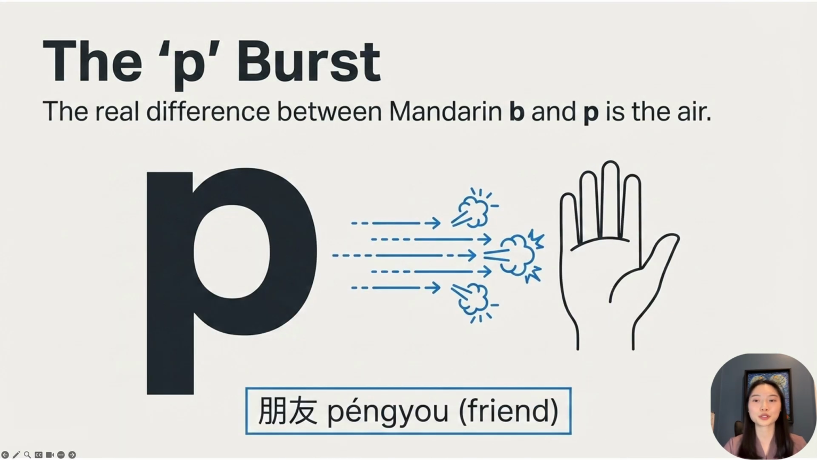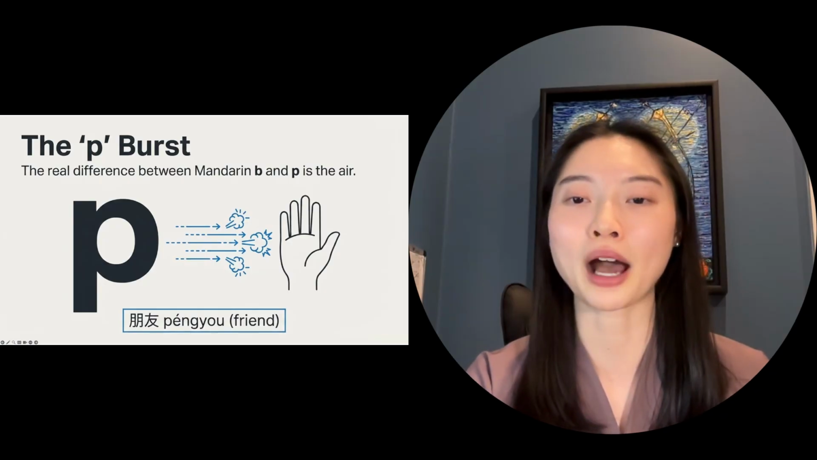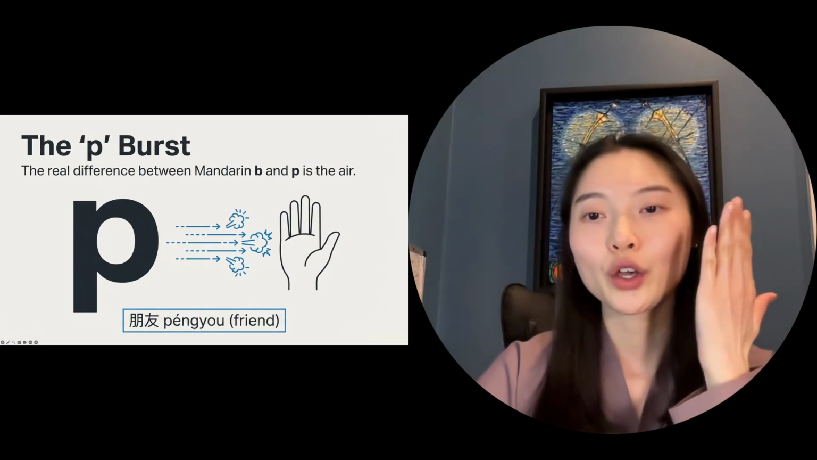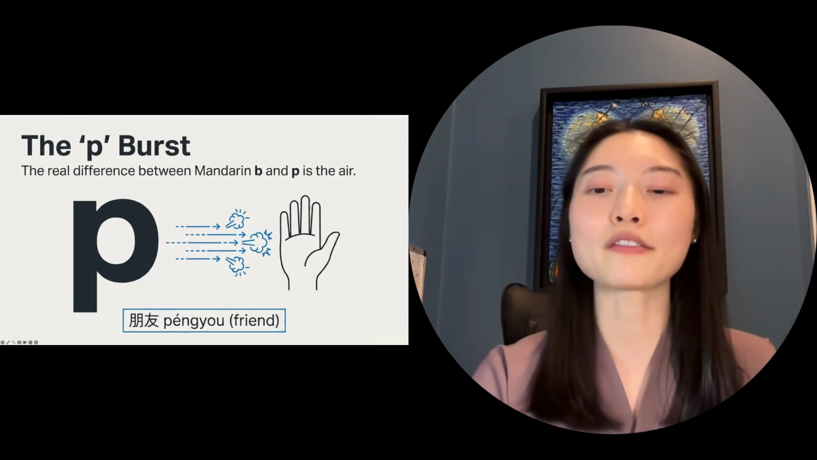The real difference between the Mandarin B and P is air. B, no puff of air. Hold your hand in front of your mouth. Say B, B. You should feel almost nothing. P, strong puff of air.